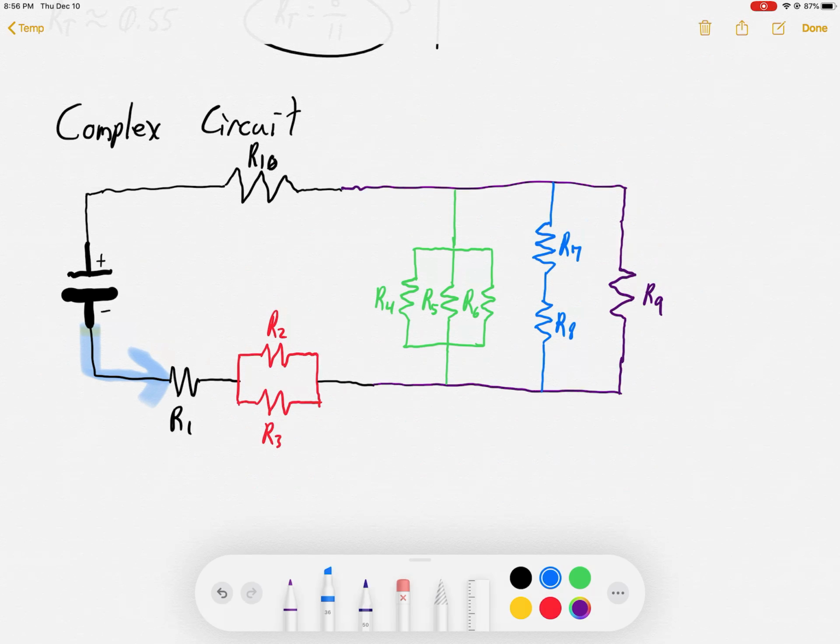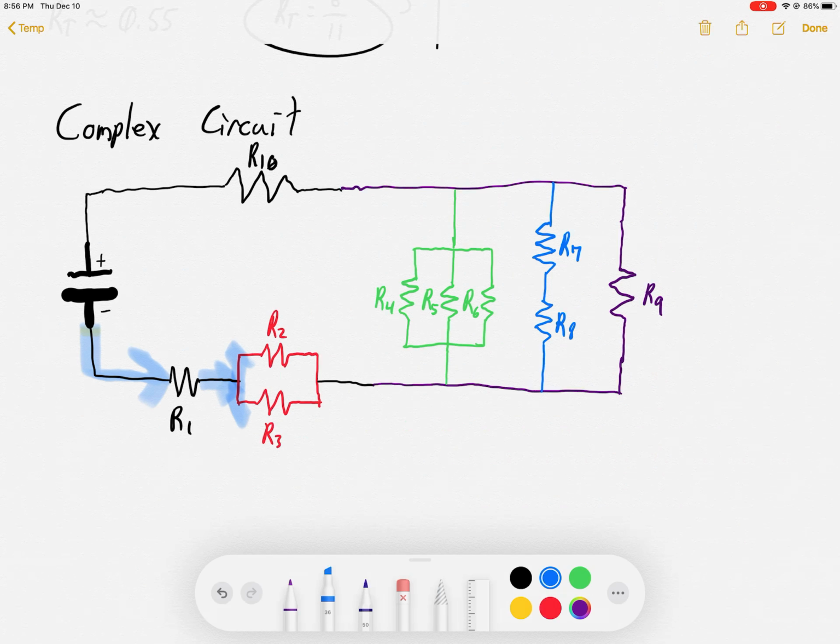Can't really do anything there. So then it goes to this, the second one. It has to pass over that first resistor. It gets to this second set, but that's parallel. It's got a choice. It can either go up or down and cross over resistor 2 or resistor 3.